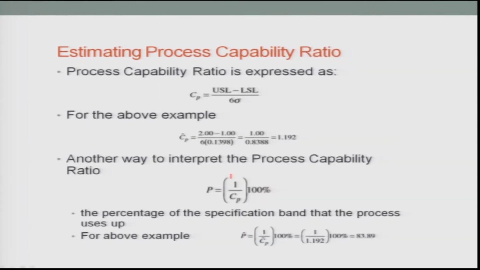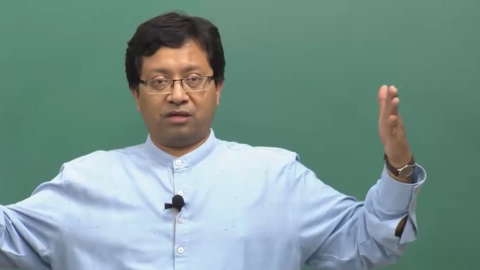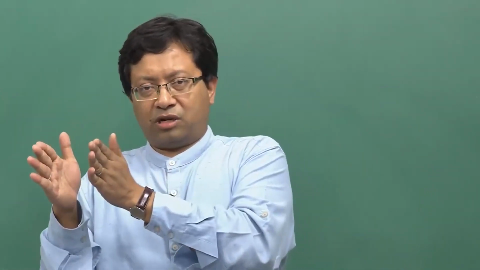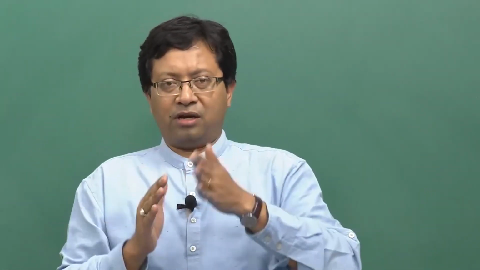So, the process capability ratio is expressed as the difference between the upper control and the lower control divided by 6 sigma. 6 sigma is coming from the total width. So, it is plus 3 sigma on the right and minus 3 sigma on the left. If I am basically putting about 99.97 percent of the total coverage is between this plus minus 3 sigma. So, obviously, I will divide by 6 sigma.